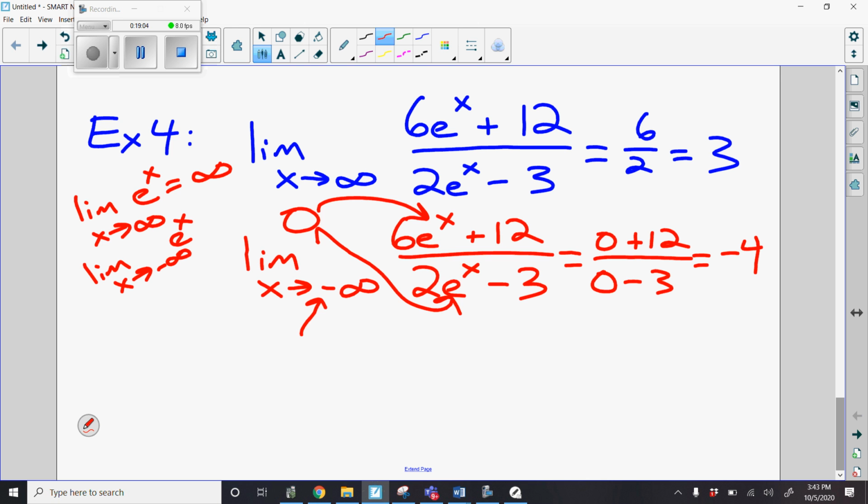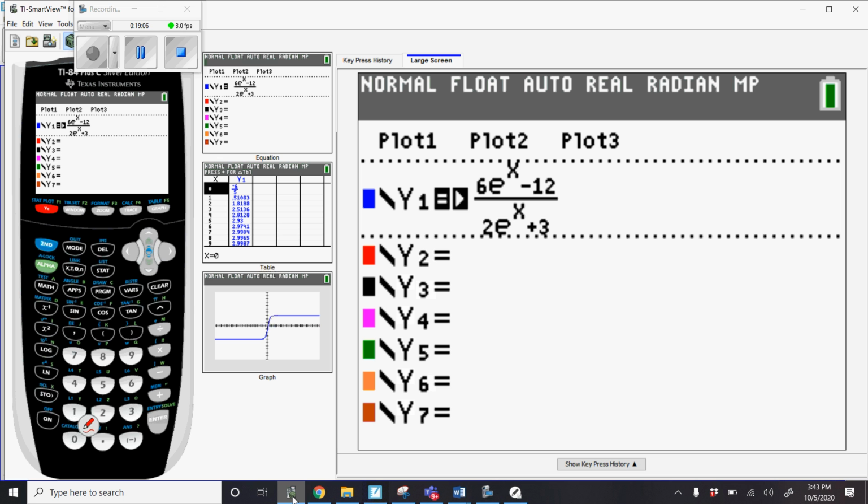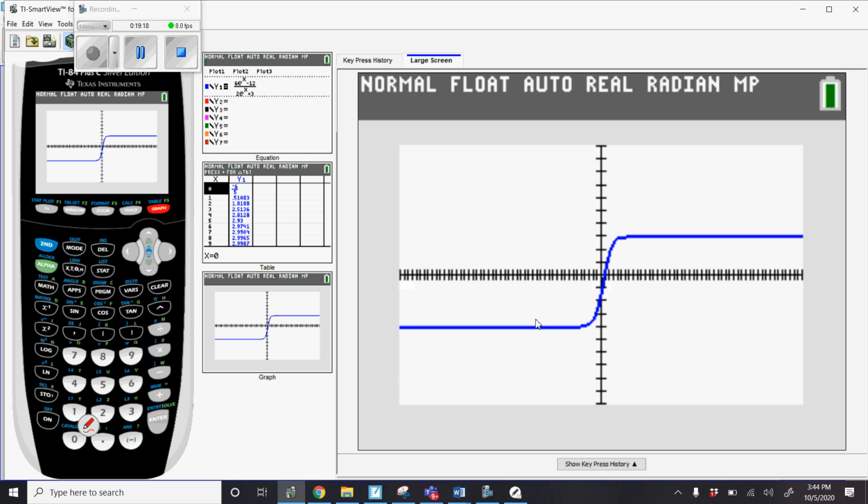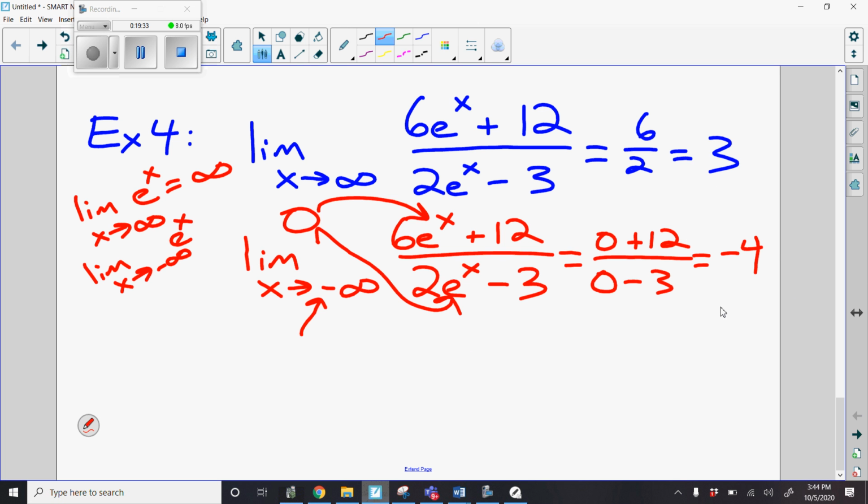Okay? So take a look at this graph. I went ahead and typed this in. Looks like I typed in the negative and the positive differently. That's fine. It won't alter the problem. When we take a look at this graph here, yeah, we see exactly what we talked about. As x goes to infinity, our y gets closer and closer to 3. As x goes to negative infinity, our y gets closer and closer to negative 4, which is exactly what we had found algebraically. All right, that's it for today.